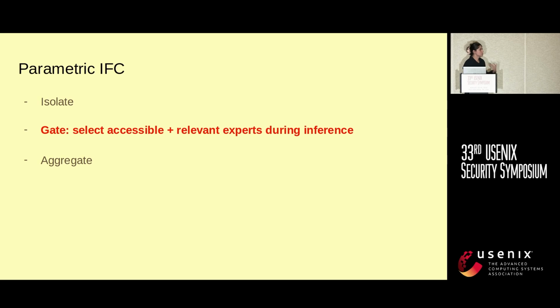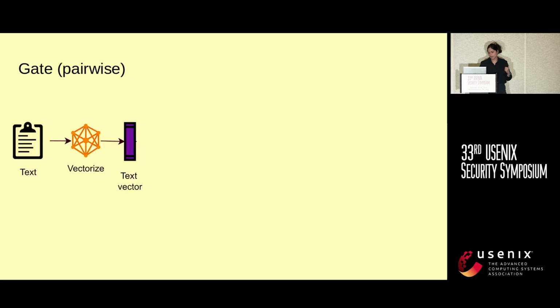The next part I'm going to go over is gating, which is the idea of selecting A, accessible, and B, relevant experts during inference. We have 3 different ways to gate, and we envision that there are multiple other ways to do this, but we look at 3 in the paper, and here I'm going to talk about one of them, which is called pairwise gating.